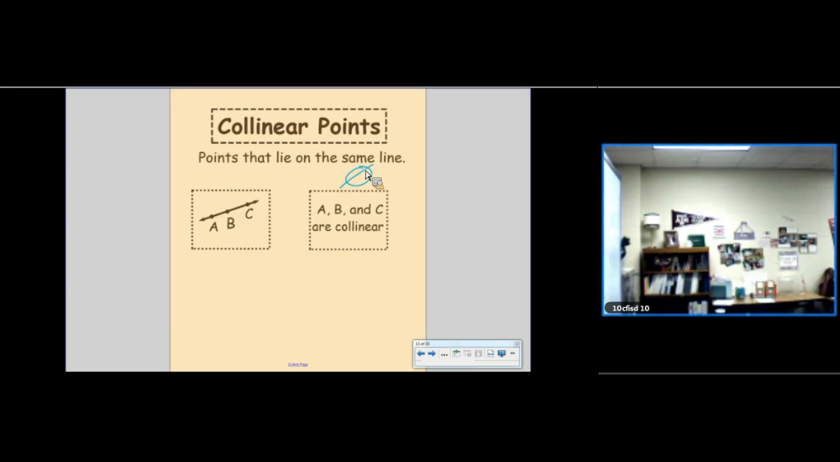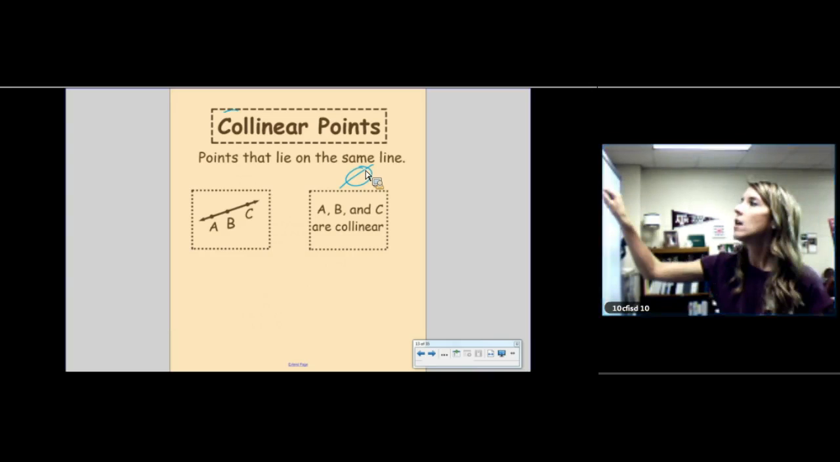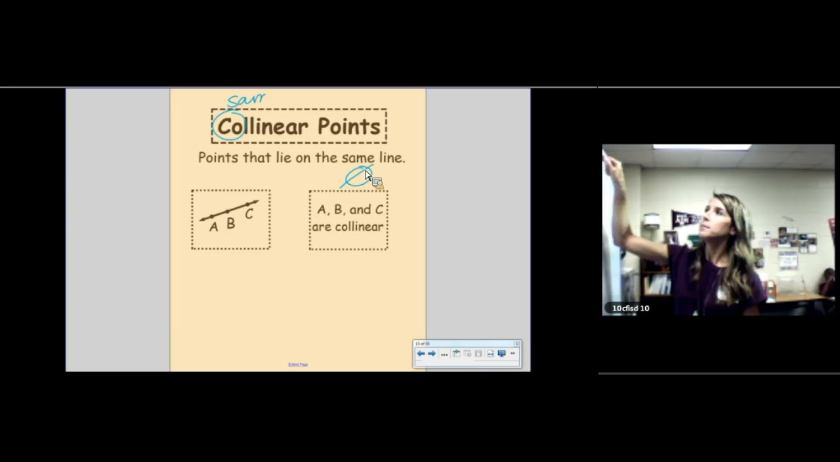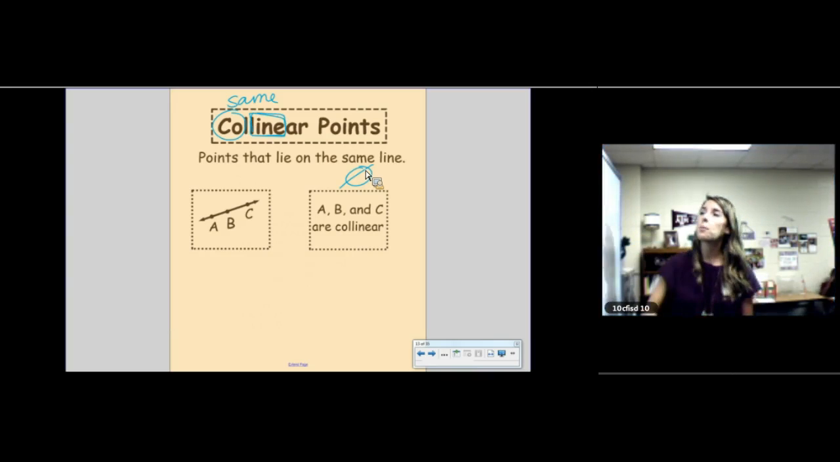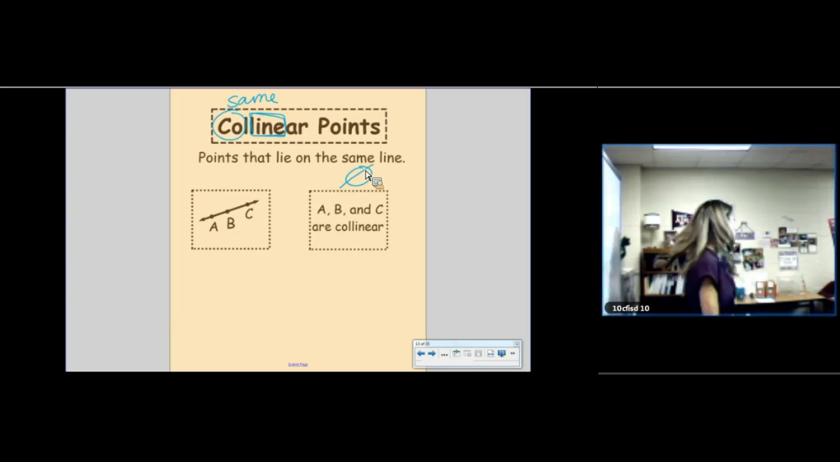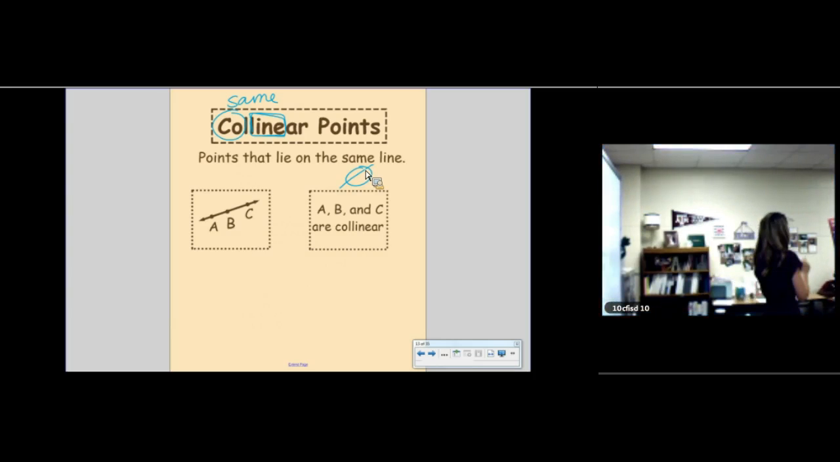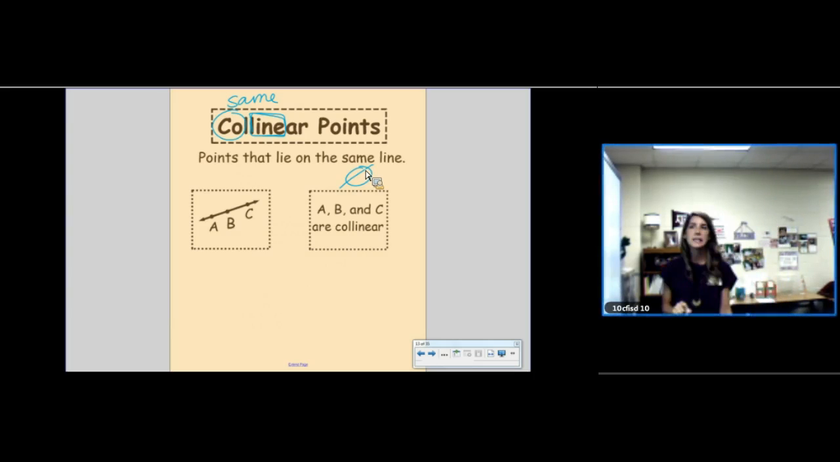So collinear points mean they are on the same line. So co kind of means same. And look, the word line is in here. Line. So it's points that are on the same line. So that's what collinear means. Same line. Collinear, same line. Co means same, linear means line.